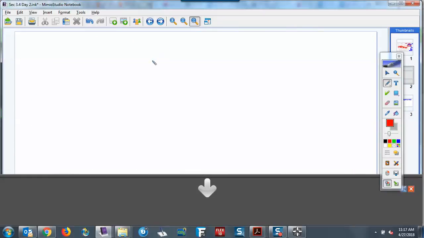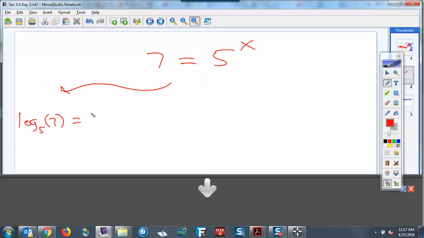So if I had 7 equals 5 to the x, just to pick real easy. Now, some people would say, oh, since the 5 is your base, maybe you should do log 5 to both sides. Okay, we could do that. Let's do log 5 to both sides. Okay, and so you get this. So I just did log 5 on both sides, right?